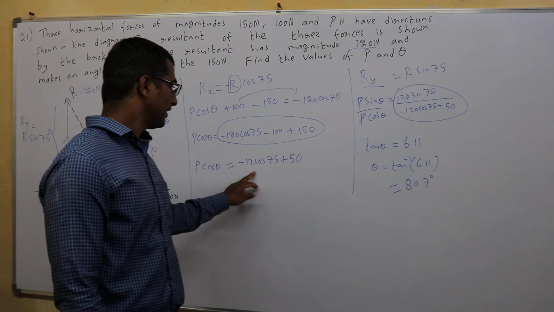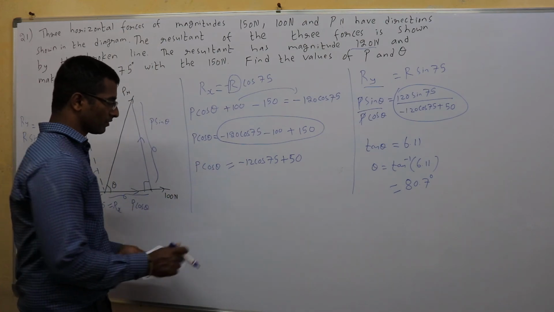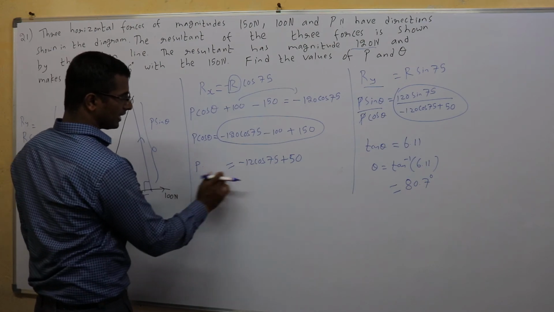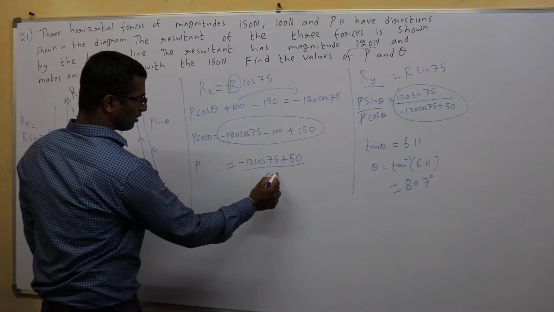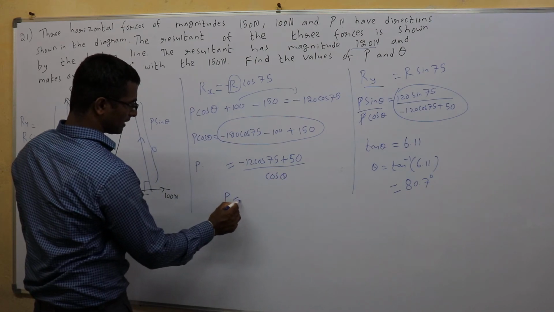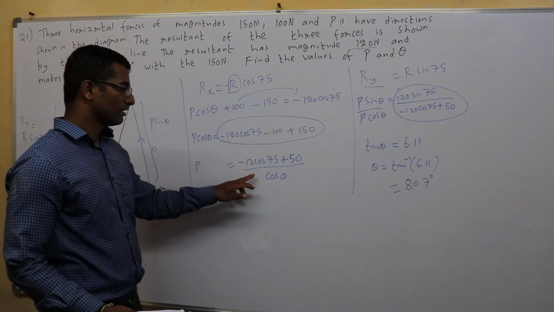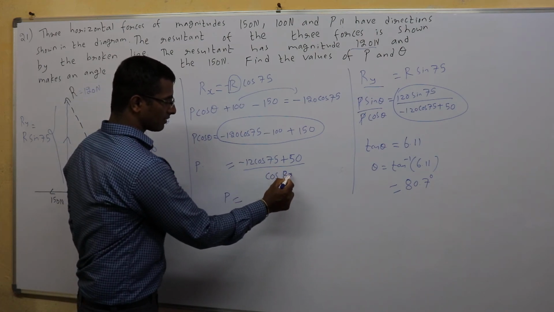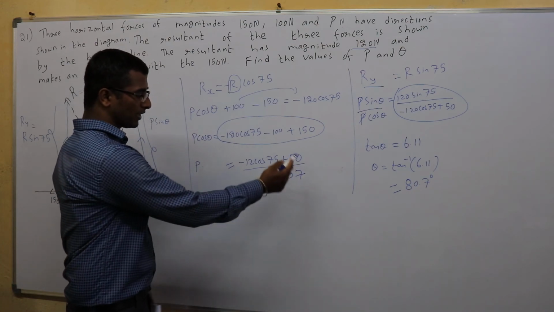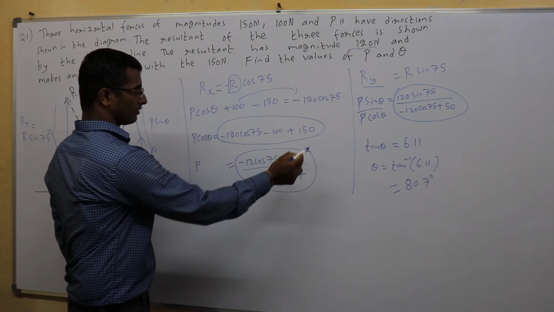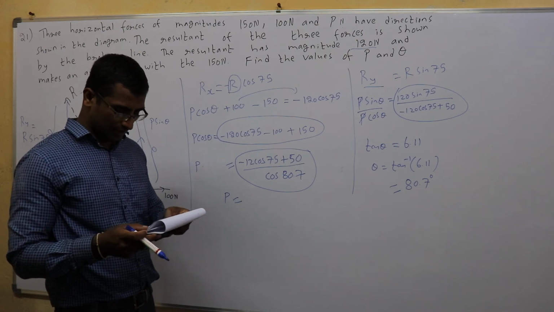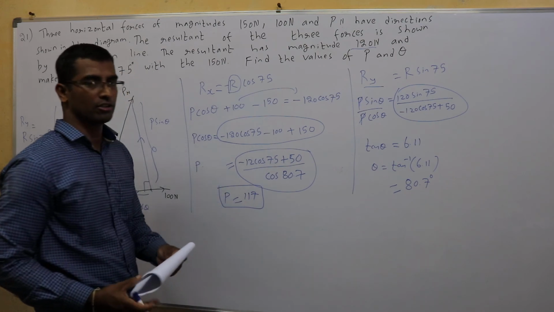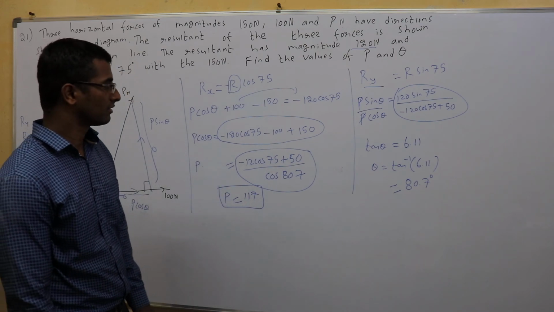This theta, keep it here to get the value for P. So P is nothing but, send cos theta to the other side, where will it go? Divide by cos theta. So P is nothing but, next step, replace theta by 80.7. Now put this in the calculator. You get the P value to be 117. So we found the values of P and theta.